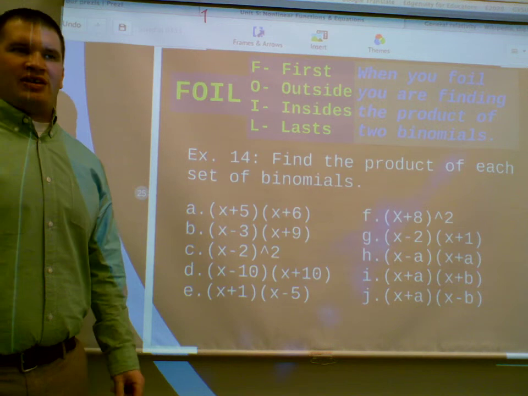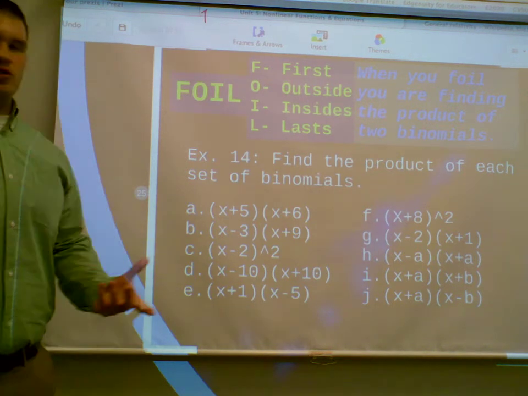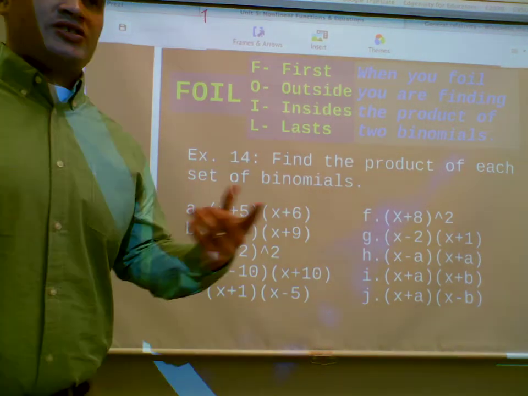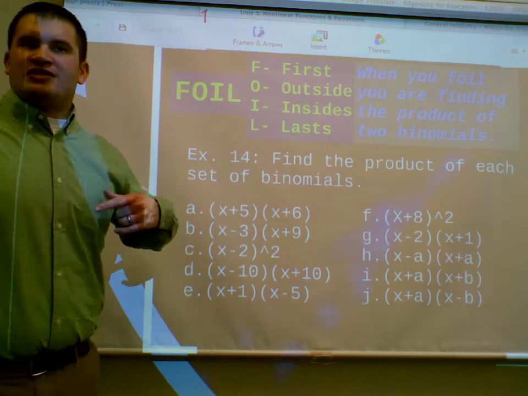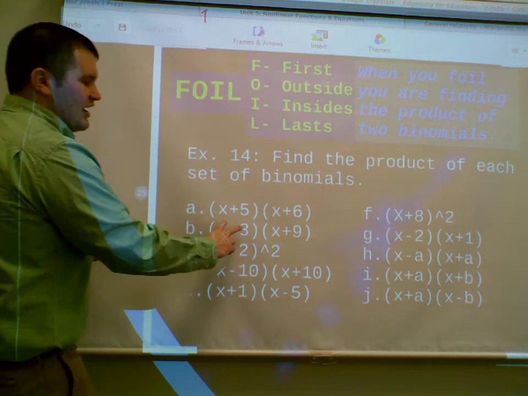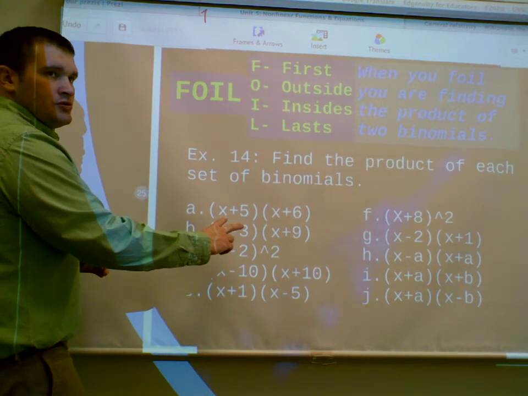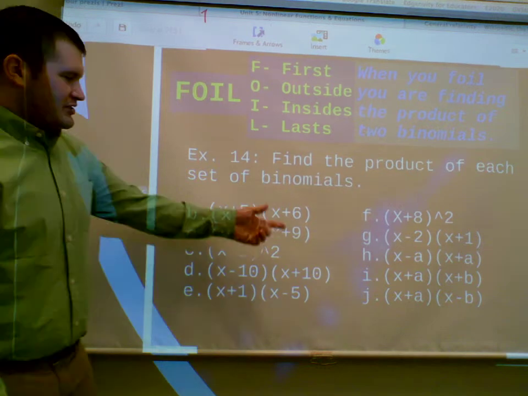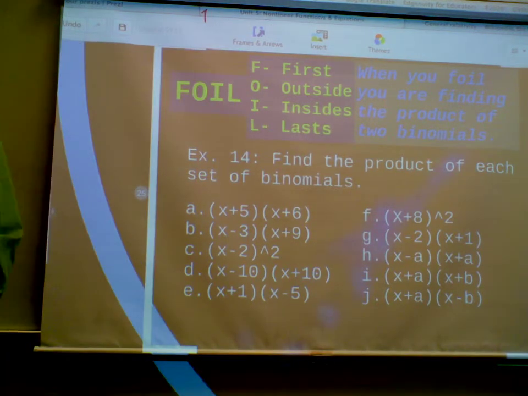What does bi mean? Two. It's why a bicycle has two wheels, right? Bi means two. Nomial means number or term. So x plus 5 is a binomial because it has two terms. X plus 6 is a binomial because it has two terms. Thank you. I may switch it up on you later on.